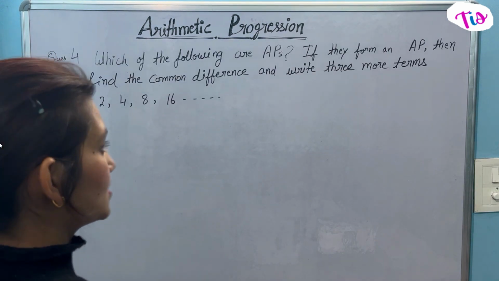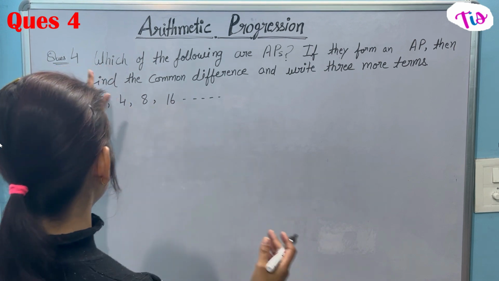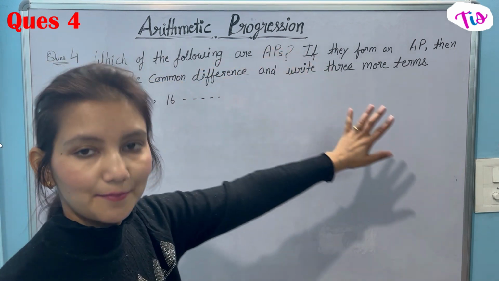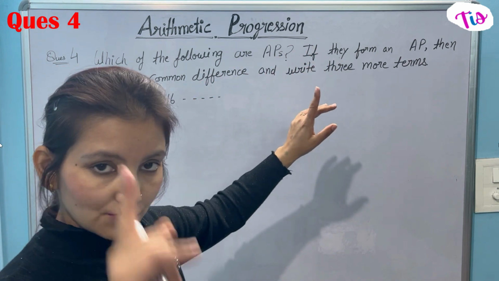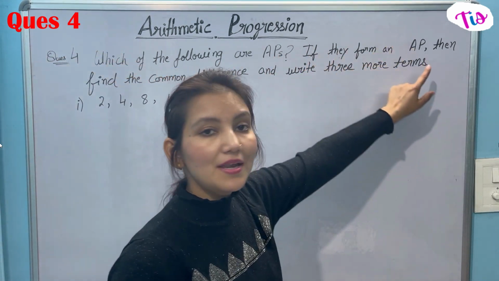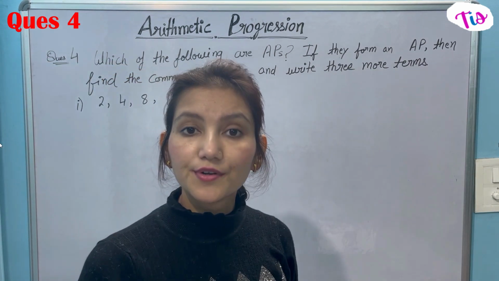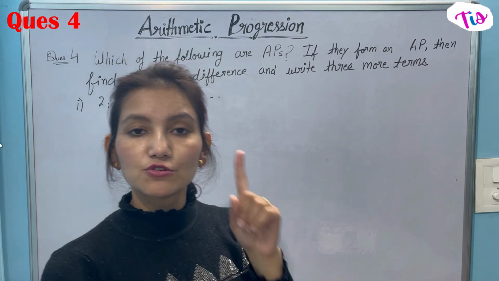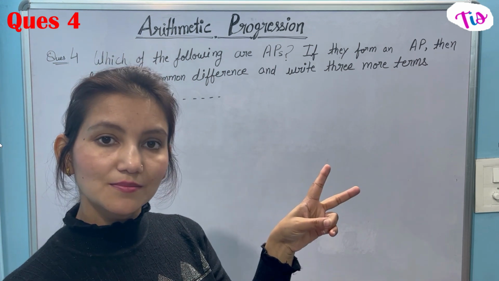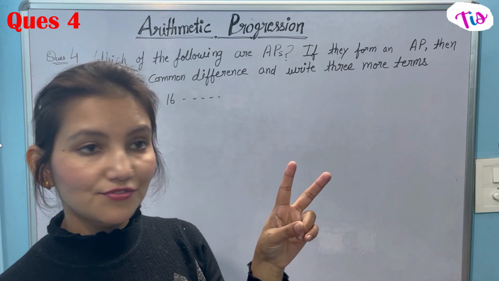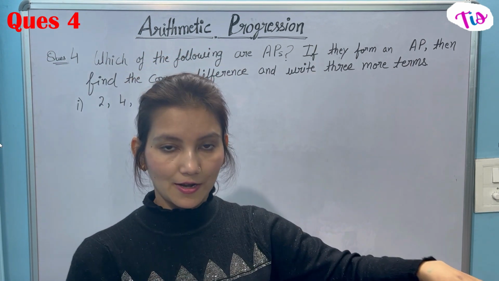Here is question number 4 for you. I'll just read out the question. Which of the following are APs? You need to find out which of these sequences are APs. First, check whether they are an AP or not. If they form an AP, then find the first term, find the common difference and write the next 3 terms of the pattern.